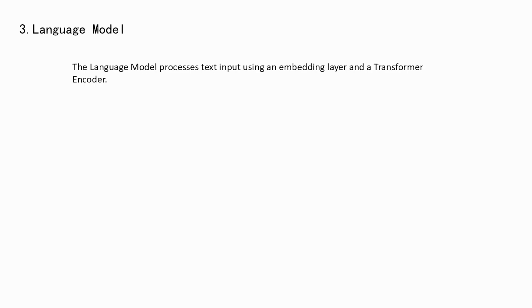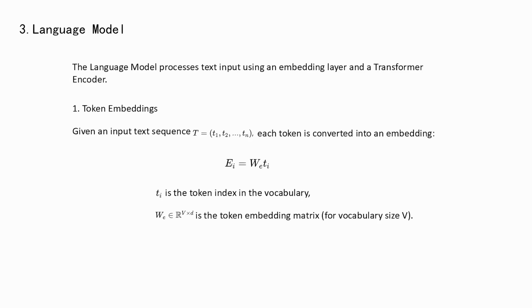Language model, transformer-based text processing. The language model processes text input using an embedding layer and a transformer encoder. 1. Token embeddings: given an input text sequence T, each token is converted into an embedding as follows. TI is the token index in the vocabulary. WE is the token embedding matrix for vocabulary size V.